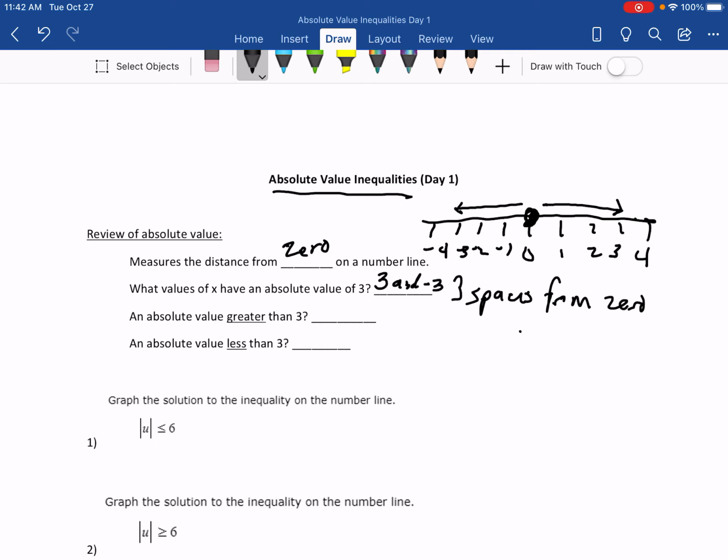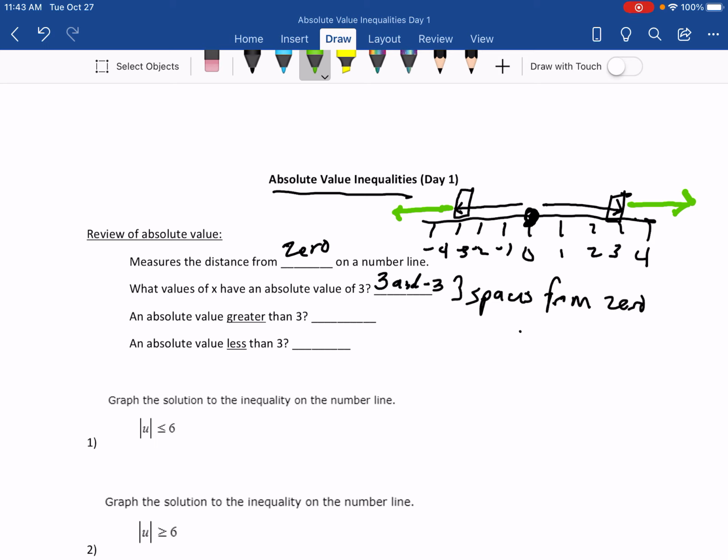What about an absolute value greater than 3? Here's where we're equal to 3, here's where we're equal to negative 3. Numbers right of 3 are going to have absolute values greater than 3. So the absolute value of 4 is 4, the absolute value of 10 is 10. As well as stuff that's left of negative 3, like negative 4, the absolute value of negative 4 is 4, the absolute value of negative 5 is 5. So everything left of negative 3 is going to have an absolute value greater than 3.